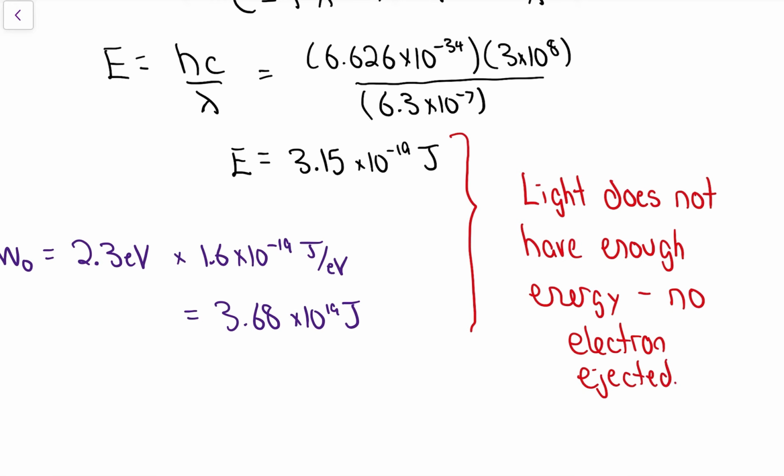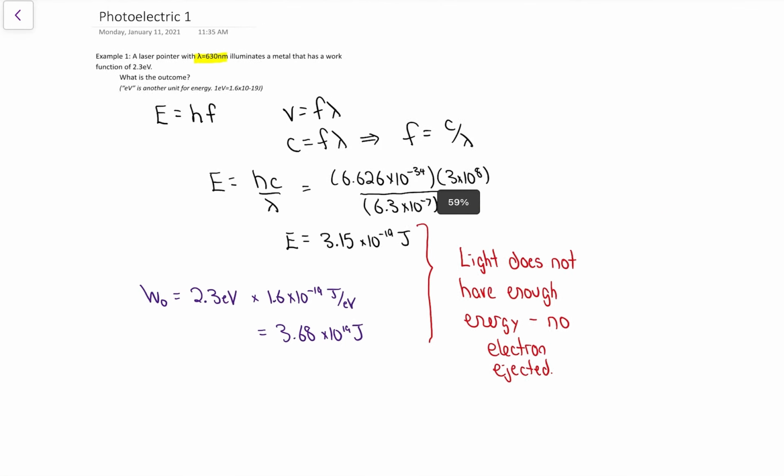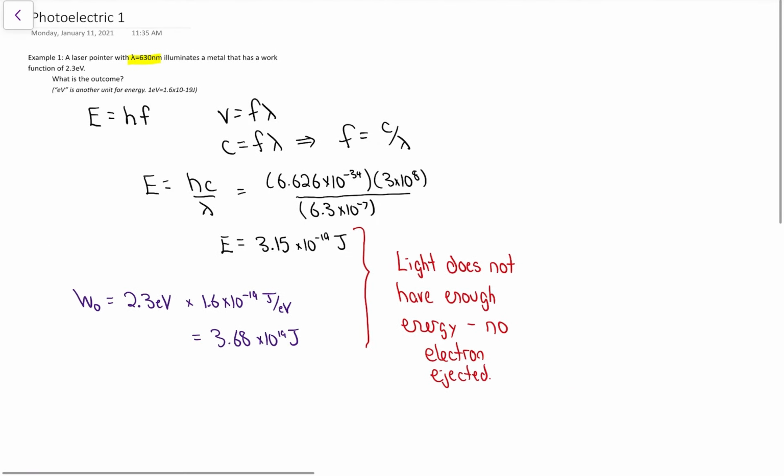This would be like going into a store with only $3.15 and trying to buy something that costs $3.68. You don't have enough. In this case, not enough energy, no electrons will be ejected.